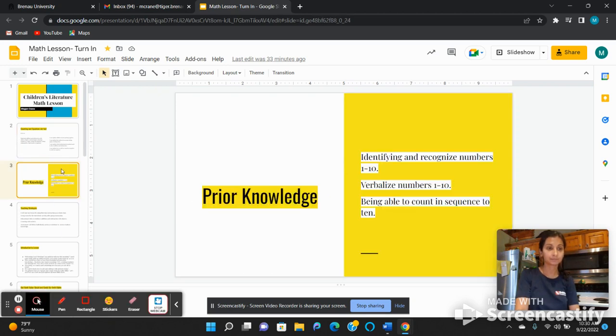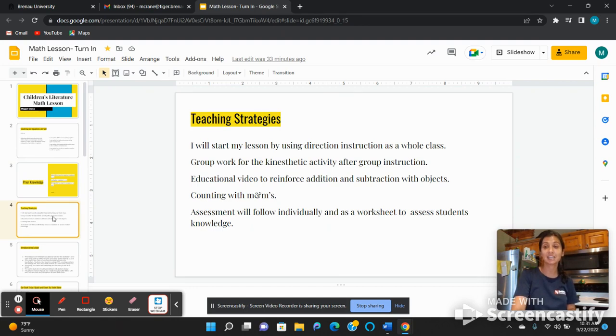Okay, there we go. Students are going to need prior knowledge to be able to do this: identifying and recognizing numbers 1 through 10, being able to say those numbers, and also being able to count in sequence from 1 to 10.